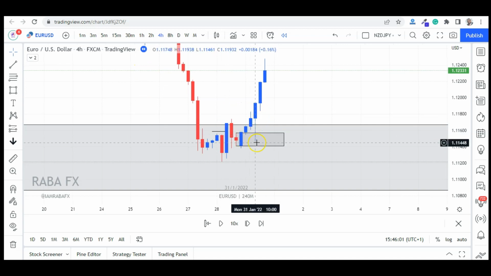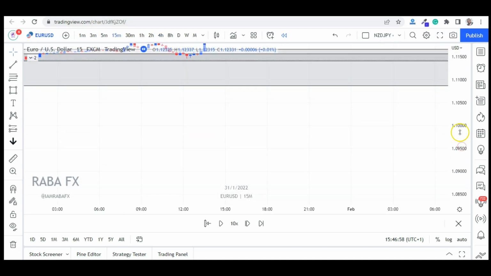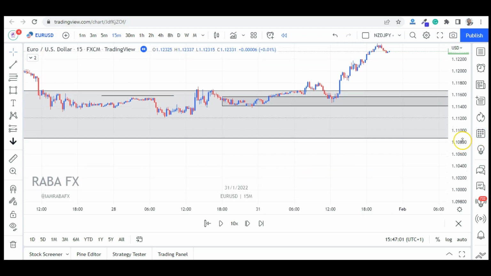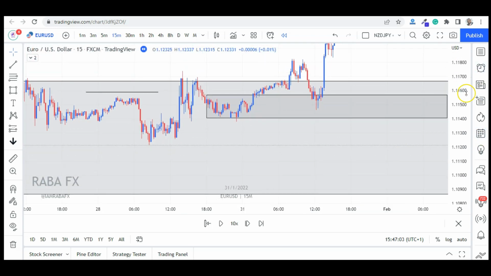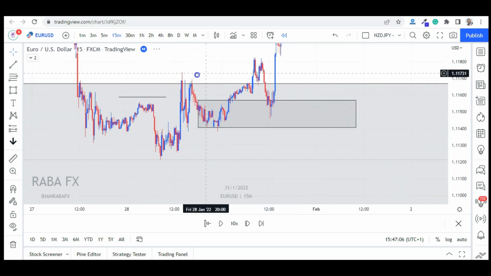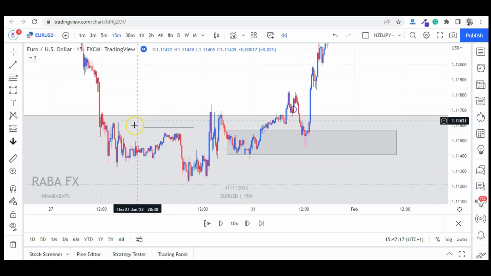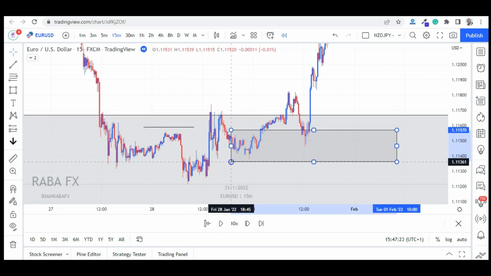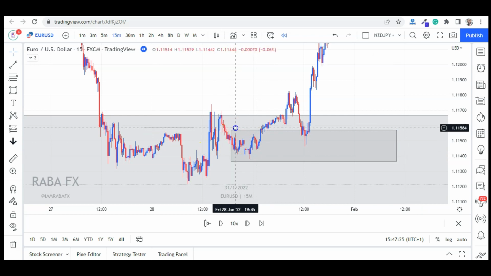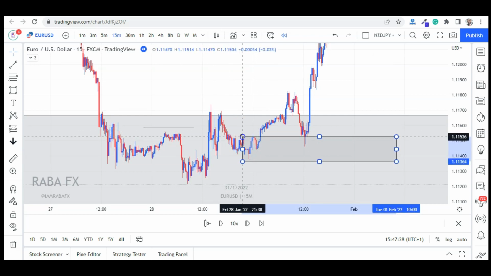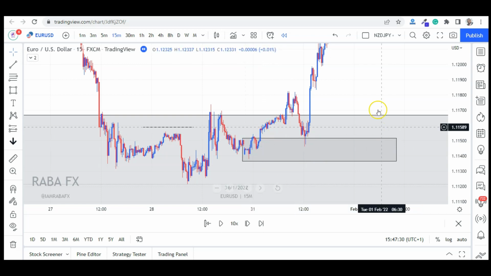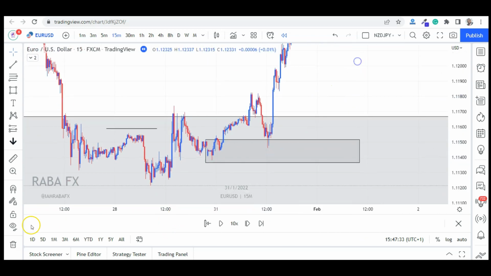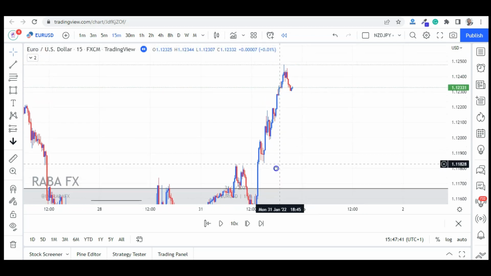Now how would you have entered this trade here? Looking at the 15 minutes, the 1 hour has given us a point of interest in this particular zone. So what you need to do is refine that zone for your entry. In this case, you can refine it to fill up this imbalance, stop loss below, and then you wait for price to come down. As you see, price came down into this area. This is where you would have taken your trade.